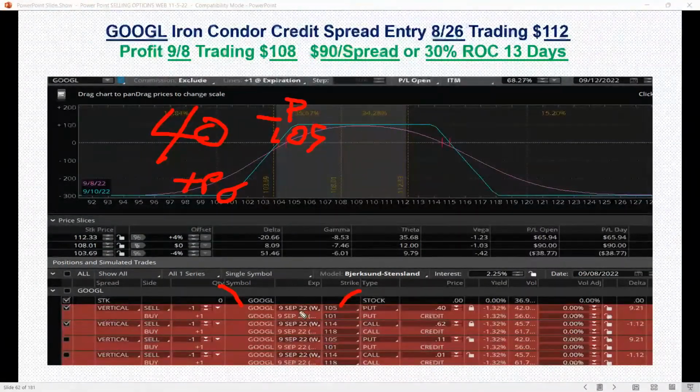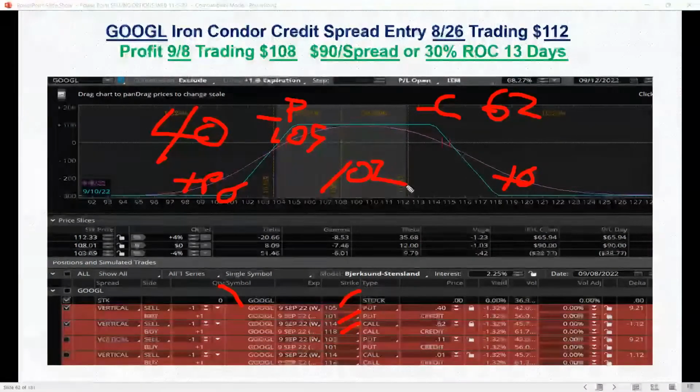Okay. And then sold the call credit spread. Again, you could do this all at once or leg into it. So then sold the call credit spread, sold the 114, bought the 118 at 62 cents. So here sold that call there, bought the call here, brought in $62. So on this trade, we had a total of $102 of potential profit. Okay, so we had $102 credit.